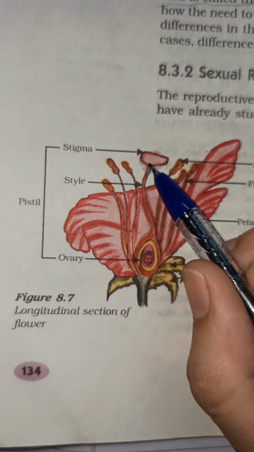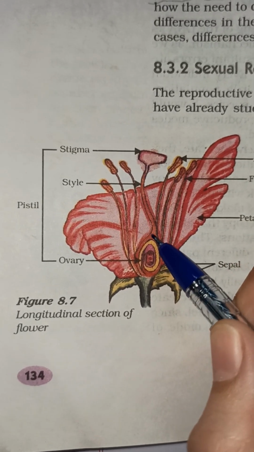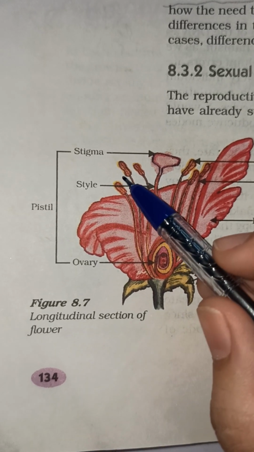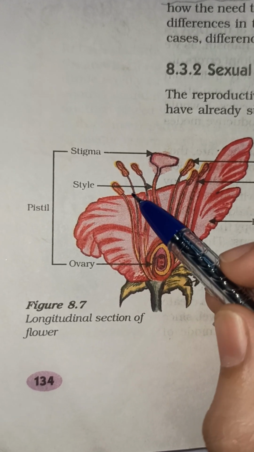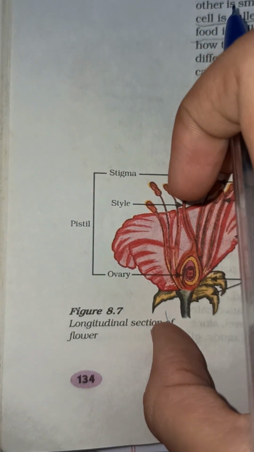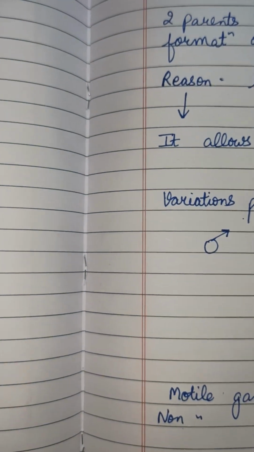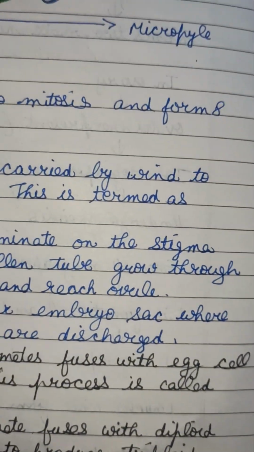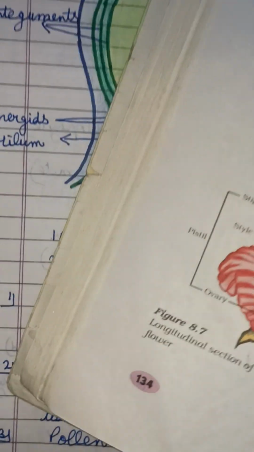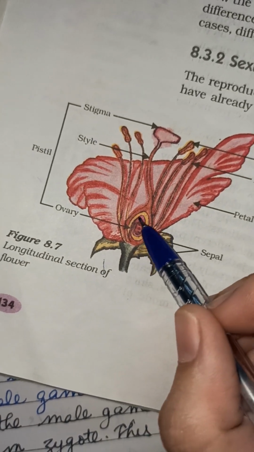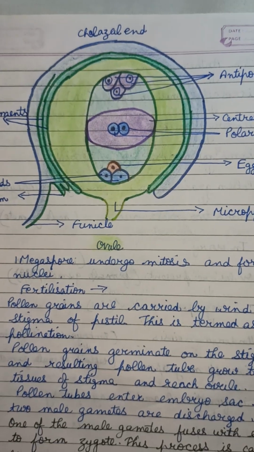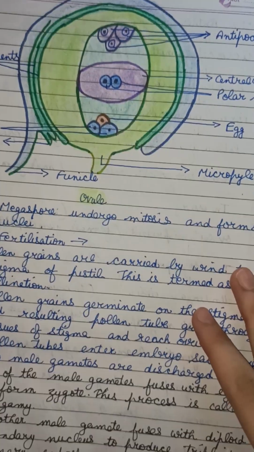Now here you can see this is our female reproductive part of the flower. This is stigma, style and ovary, and this is our male reproductive part of the flower, which is filament and anther. We are going to study this in detail. I have made all the diagrams here. This is the diagram of the ovary, which I have drawn here. Now I will explain this diagram to you in great detail.